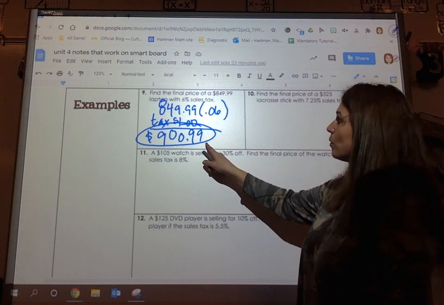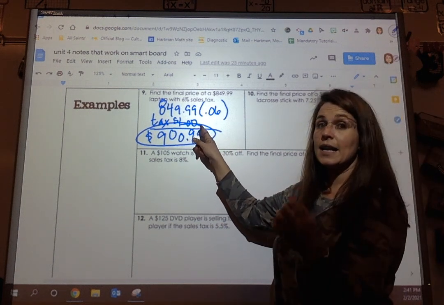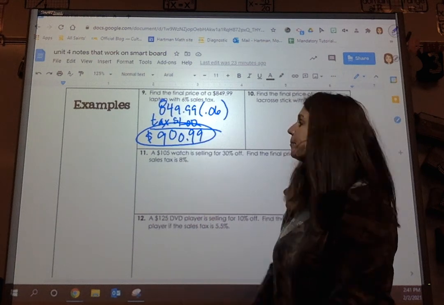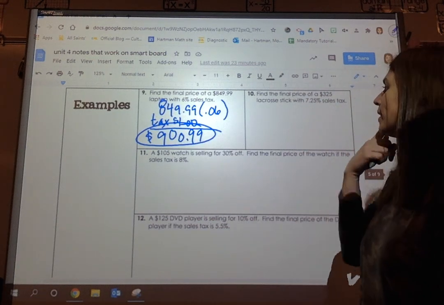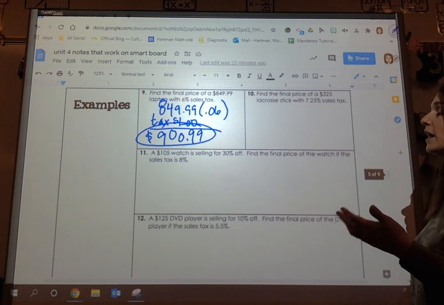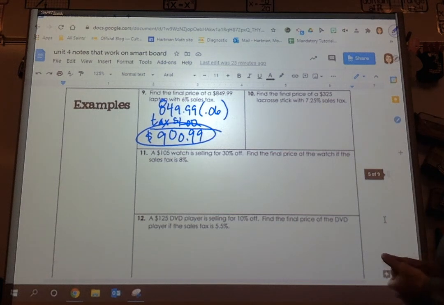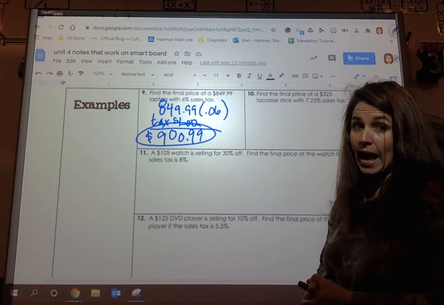$900.99 is going to be my total price. So first I find the tax, and then I add that to the original amount. Look at number 11. It says a $105 watch is selling for 30% off. Find the price of the watch if the sales tax is 8%.